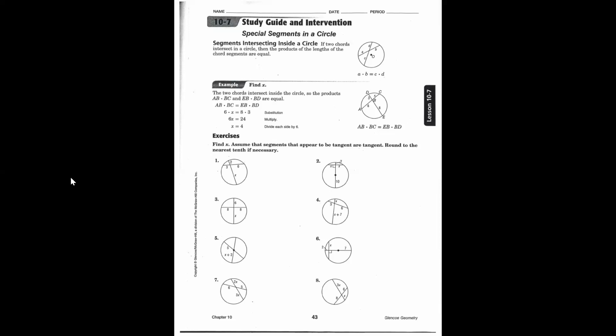All right. 6 and x are on the same line, so I'm multiplying 6 times x. On the other side, I have 8 and 8. It's hard to do this one slow. So we have the 2 parts on the same line, 6 and x, and the 2 parts on the other chord, 8 and 8. Multiplying them together, 6x equals 64. Divide by 6.